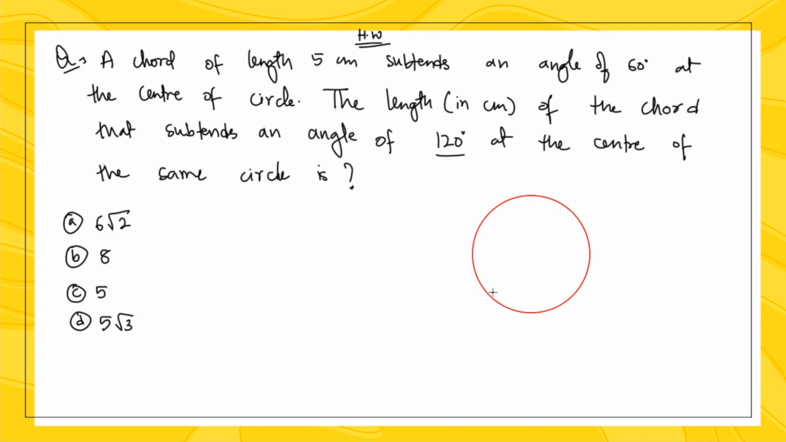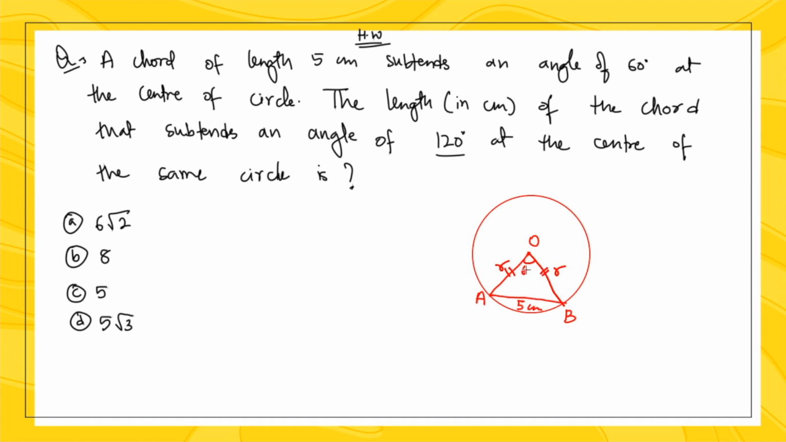To solve this question, I have taken a circle over here, and as per the given condition, there is a chord of length 5 centimeter. So let me make a chord AB which is of length 5 centimeter. Now it makes an angle of 60 degrees at the center of the circle. So if this is O, the center of the circle, and I join these points, this is the radius, this is also a radius, and radii are equal to each other.